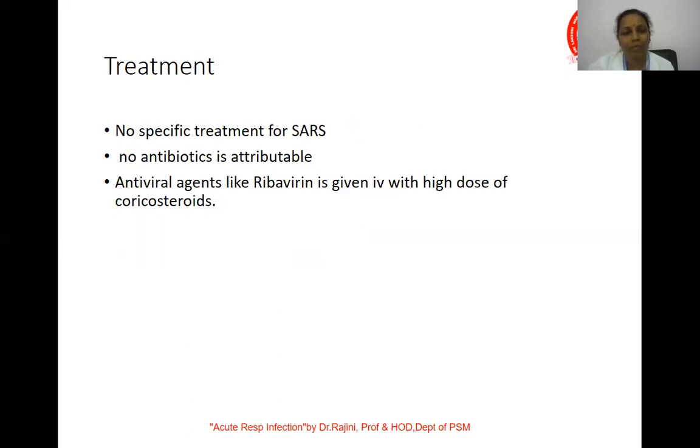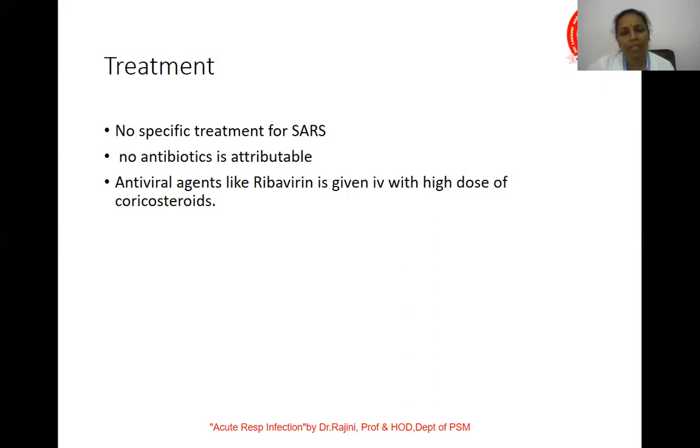Treatment. There is no specific treatment for SARS. We don't have a specific treatment. It goes by the symptomatic way of treatment. Patients having fever, myalgia, cough: cough syrup, nebulization, hospitalization, oxygen. According to the symptoms the patient presents with, the patient has to be treated. No antibiotics are indicated.